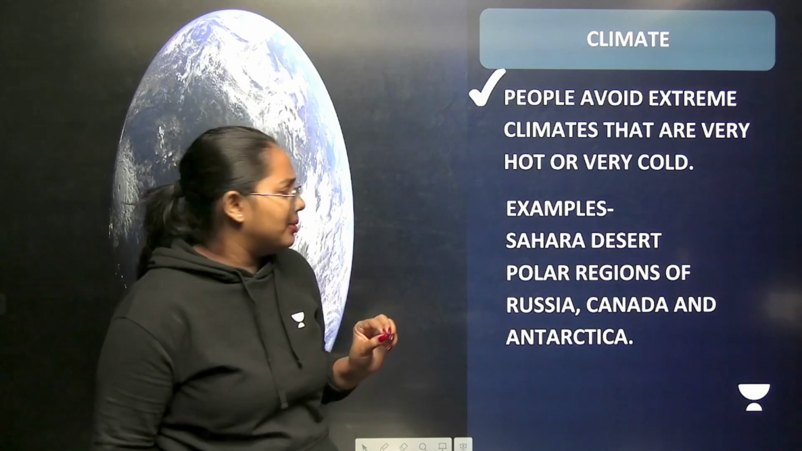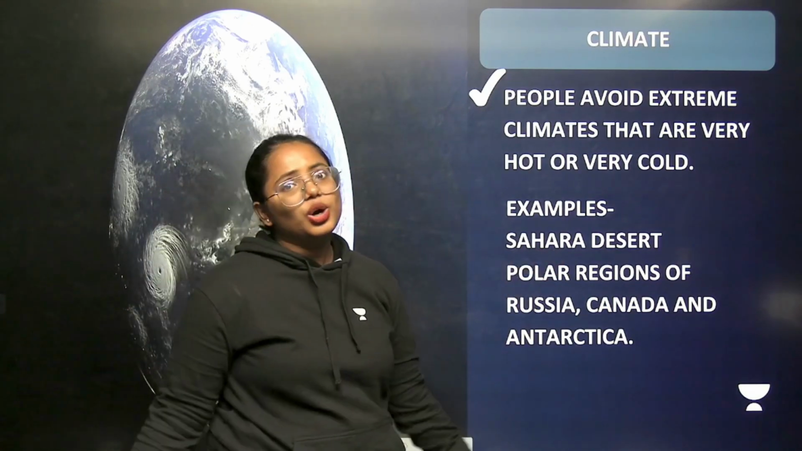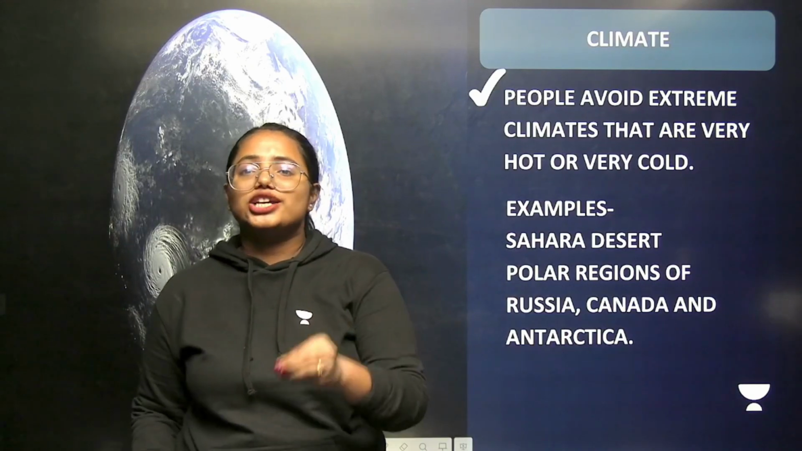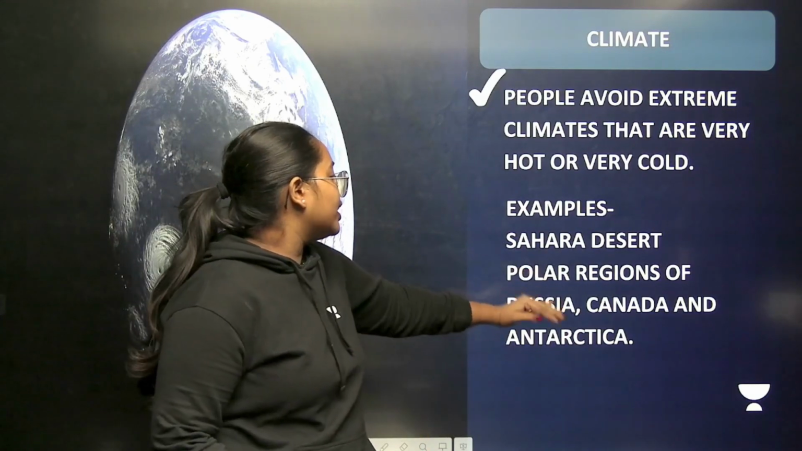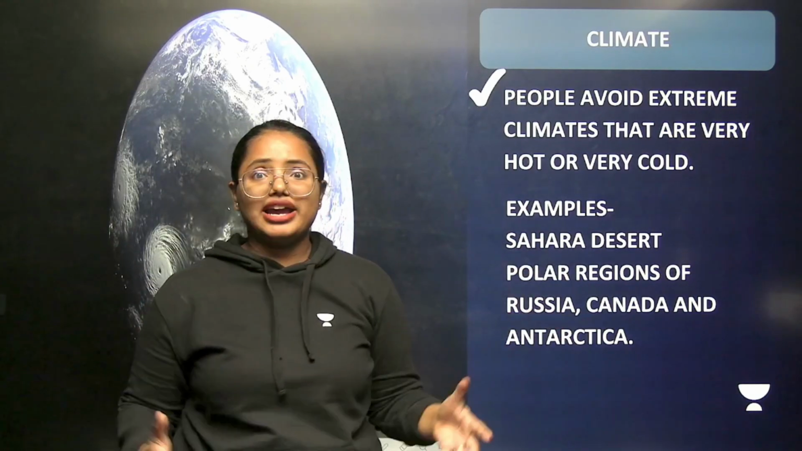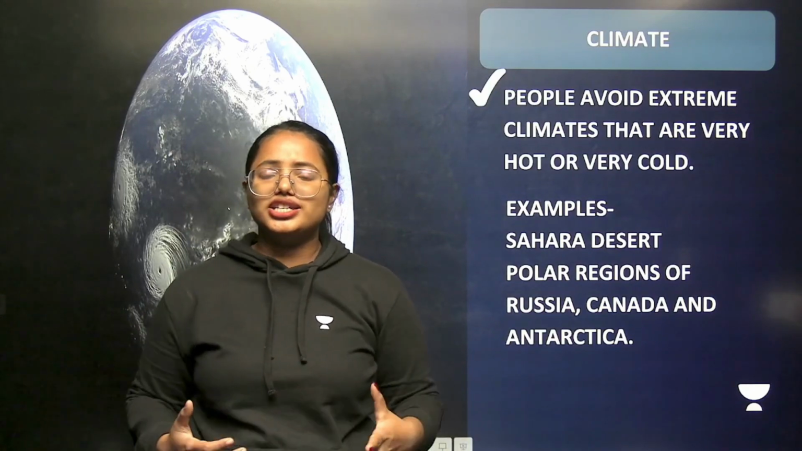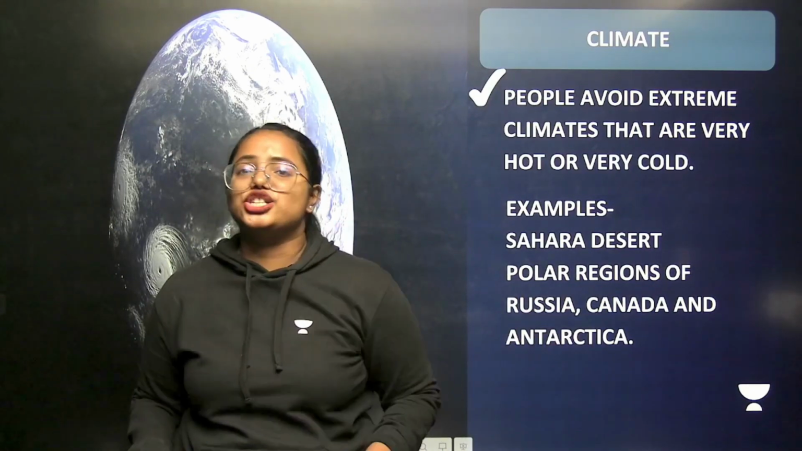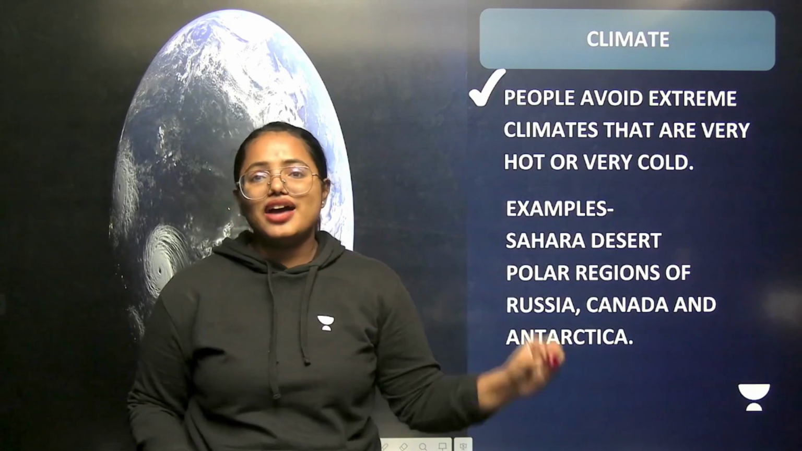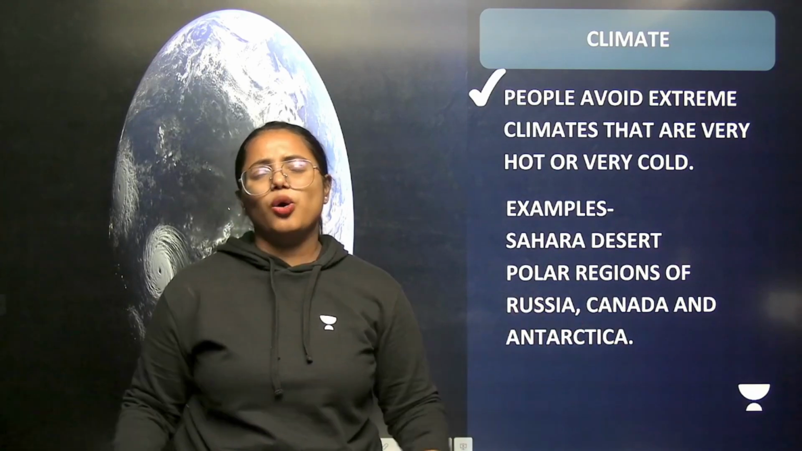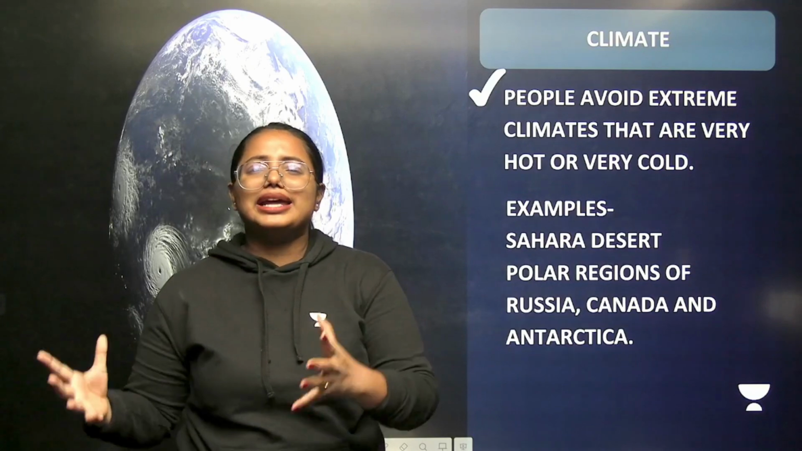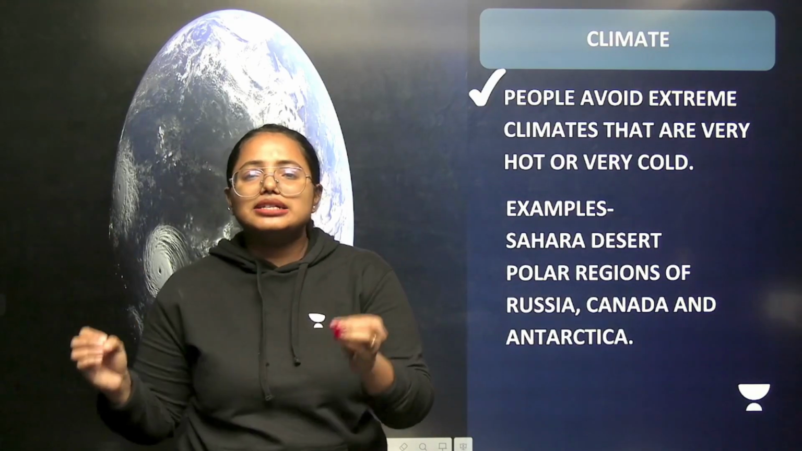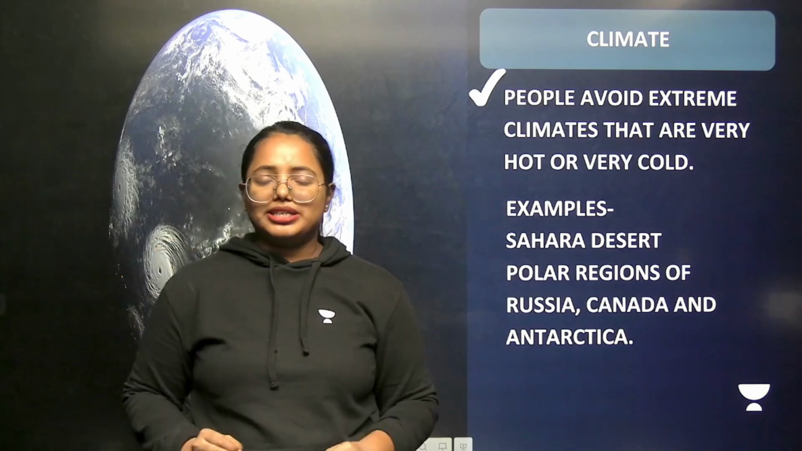So let's take an example here. The Sahara Desert. We know it's very hot, right? So these regions are not appropriate for the population to concentrate. Similarly, the polar regions of Russia, Canada and Antarctica are extreme climatic regions, right? You can also say that Antarctica is considered one of the polar regions. These areas have very cold climates. Therefore, people cannot live there, and prefer places which have moderate climates.